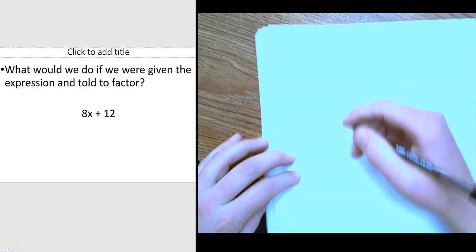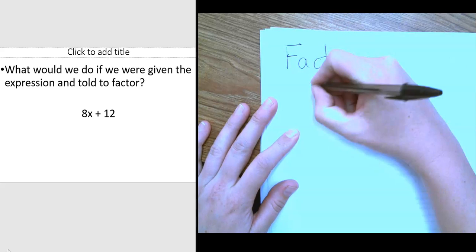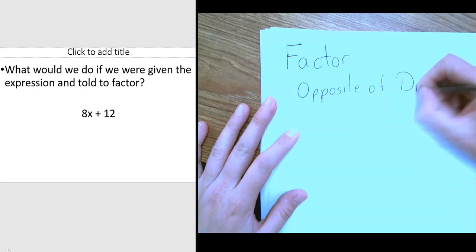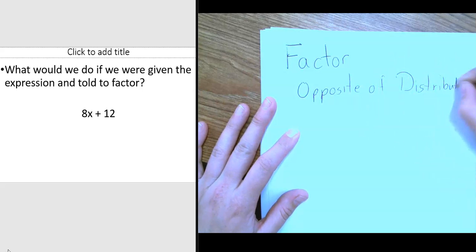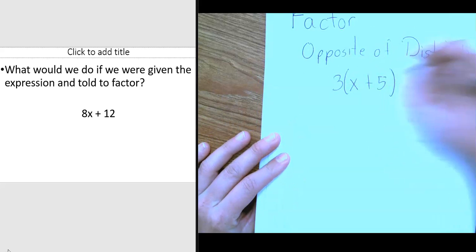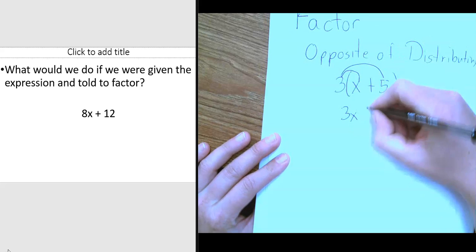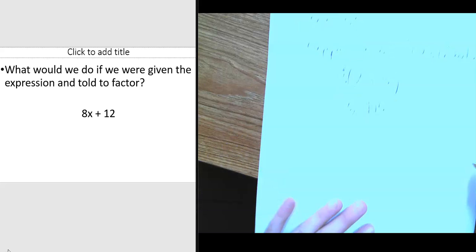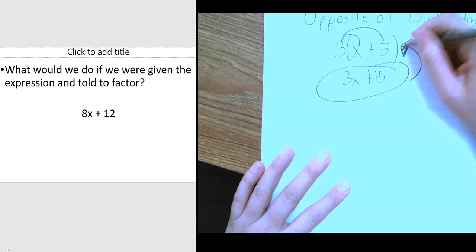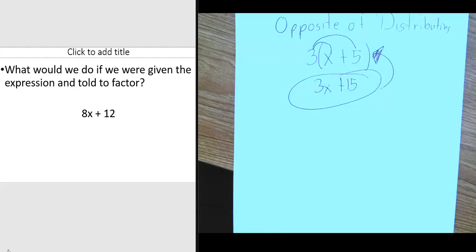Today we are going to learn how to factor. Factoring is the opposite of distributing. So, just a quick review of distributing. If we have 3 times x plus 5, 3 times x is 3x, 3 times 5 is 15. Now, for factoring, they're going to give us this and ask us to go to that. So we're going backwards. So in order to do that, let's take a look at a problem.